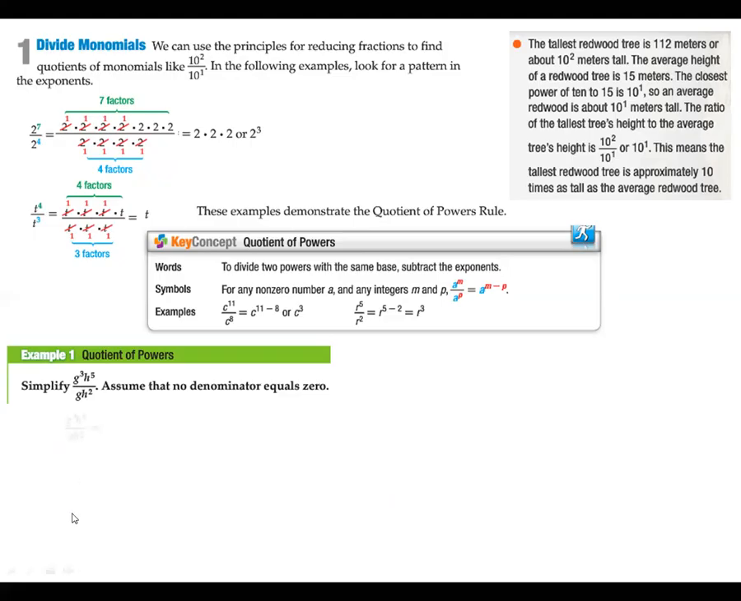Okay, so let's simplify this, assuming that g and h don't equal 0. You would have g cubed h to the 5th over g h squared. You can group the powers with the same base. So g cubed over g, h to the 5th over h squared. Then you could write g to the 3 minus 1 times h to the 5 minus 2. Where did this 1 come from? Remember, if a variable or a number doesn't have an exponent on it, it's understood to be a power of 1. So g squared h cubed is my final answer.